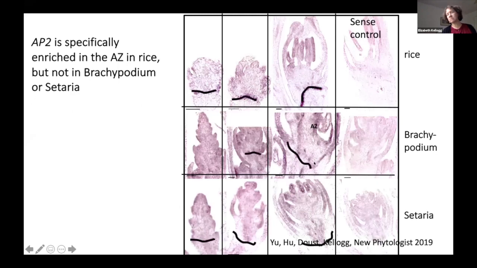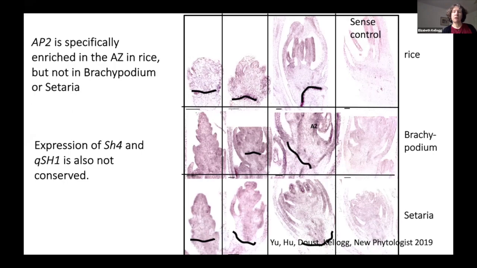Let me put, that's where the abscission zone is. And what you can see is that it's simply not expressed in the abscission zone in the other species. Same thing for other things.